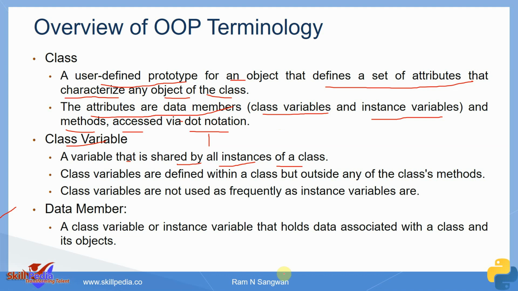Class variables are defined within the class but outside any of the class methods. Within the class you define them. The class variables are not used as frequently as instance variables. Then data member, a class variable or instance variable that holds the data associated with the class and its objects. Means inside the class, if you define a variable to hold the data associated with a class, it is called a data member.